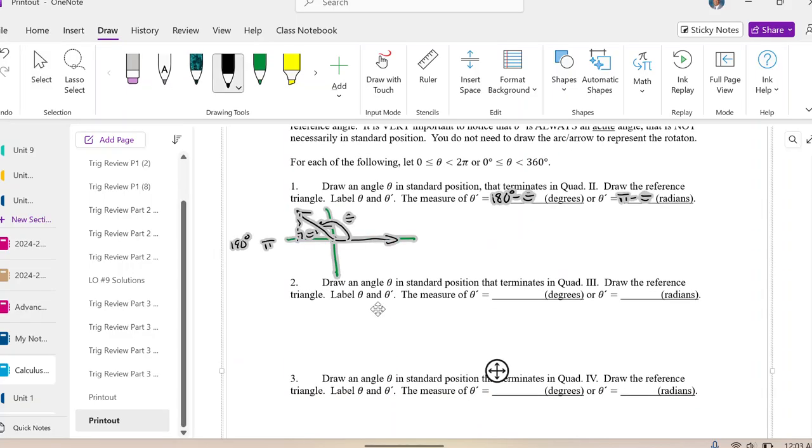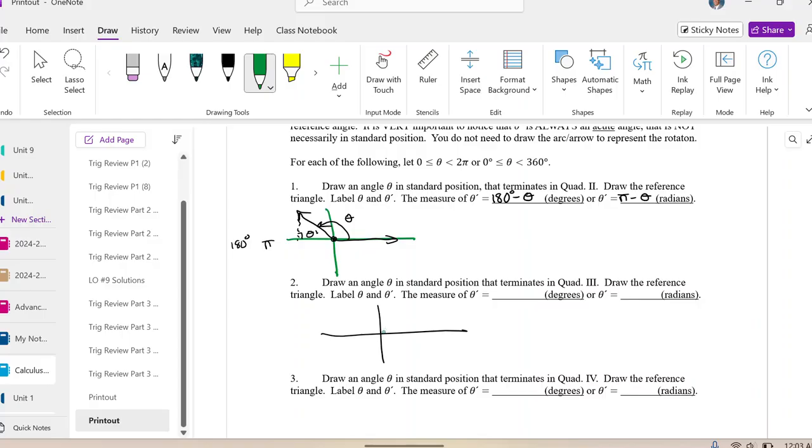In quadrant number 3, there's theta. Here's theta prime, the reference angle. So notice now, because this would be 180 or pi, now you're going to subtract 180 from the angle. So it's going to be theta minus 180 or theta minus pi.